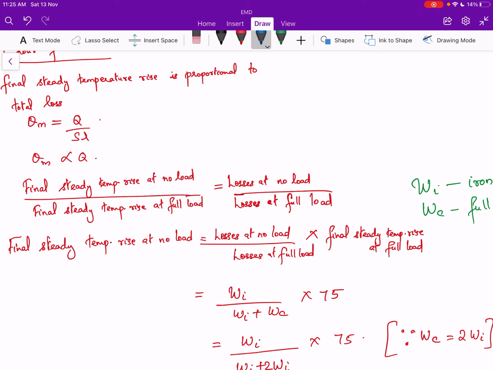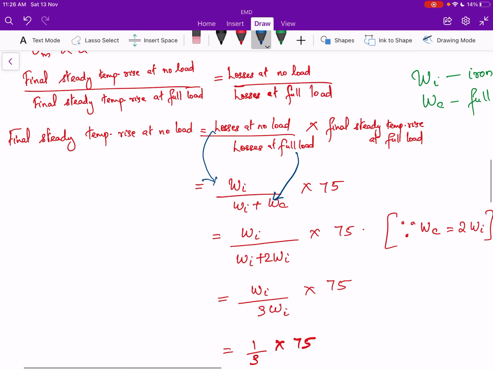since the no load current is negligible, the copper losses at no load will be negligible. So we can neglect the copper loss and we can write losses at no load equal to iron loss only. So losses at no load is equal to Wi and losses at full load, where Wi is the iron loss and the full load copper loss is Wc. So losses at full load will be equal to Wi plus Wc into final steady temperature rise at full load, that is given as 75.